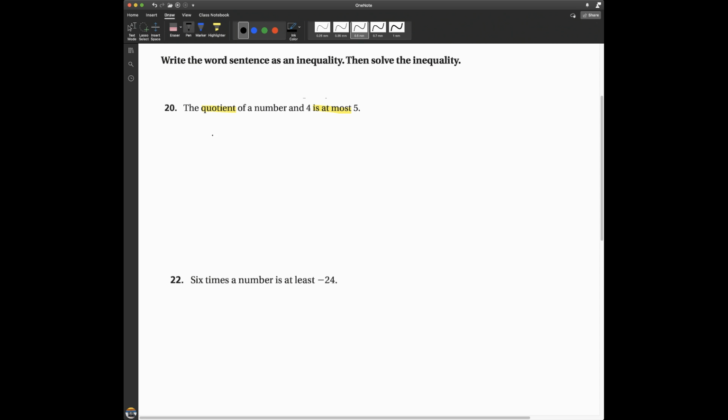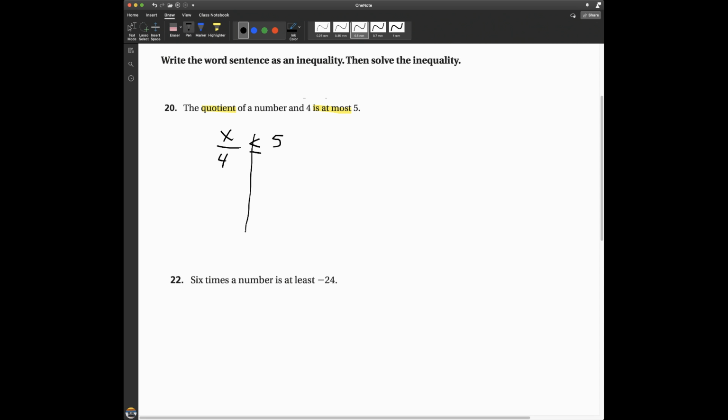So let's see, the quotient of a number. I don't know what that number is, so I'm going to call it x. You could use any letter you want. If you want to use J or Z or V or whatever, it doesn't matter as long as you pick a variable. So the quotient of a number and 4 is at most 5. That means it has to be less than or equal to 5.